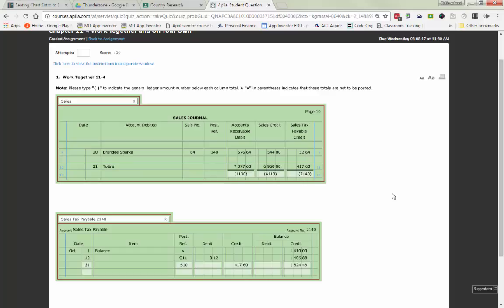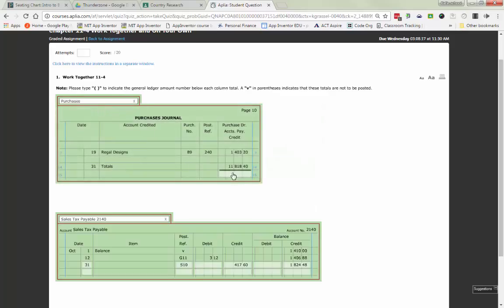Purchases journal was our first special journal that we learned about. And most students tend to like the purchases journal the most because there's only one column for numbers. But that's where it comes back to kick us a little bit when we go to post. Because when I look at my purchases journal, I see, oh, I have to put $11,818.40 in one account. But I don't. I have to put it in two accounts. What are my two accounts I have to put it in? Purchases as a debit and accounts payable as a credit.